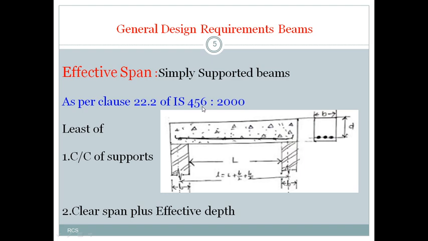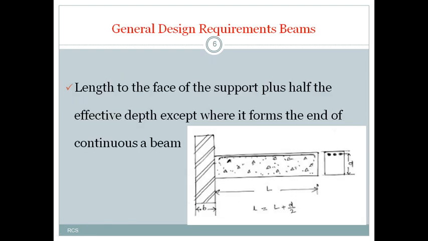So this is the first criterion for the design requirements of a beam. And the second one is, if you are designing a cantilever beam, then how we take the effective length of that particular beam.